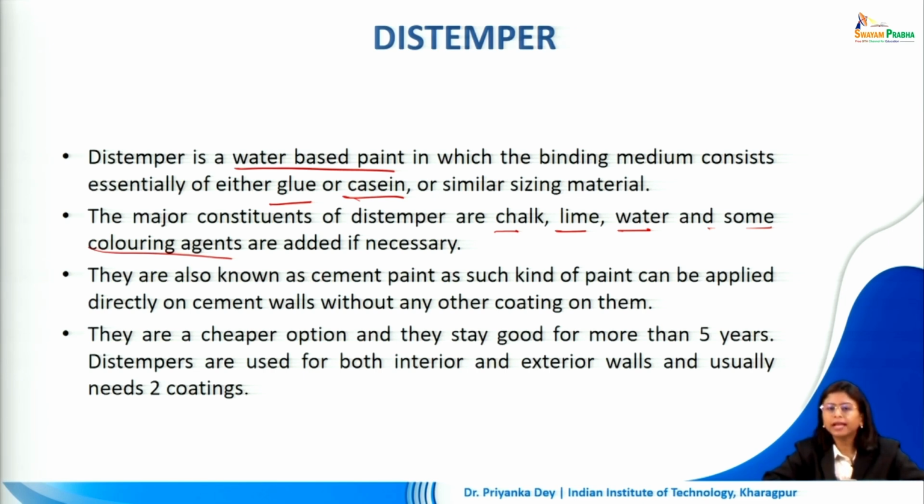They are also known as cement paint, as this kind of paint can be directly applied on cement walls. So, we do not need to coat the walls with anything else before applying distempers. So, we can also call this type of paint as cement paint. They are a very cheap option and they stay good for about 5 years. So, distempers are used both in interior as well as exterior walls, and generally we apply about 2 coats.